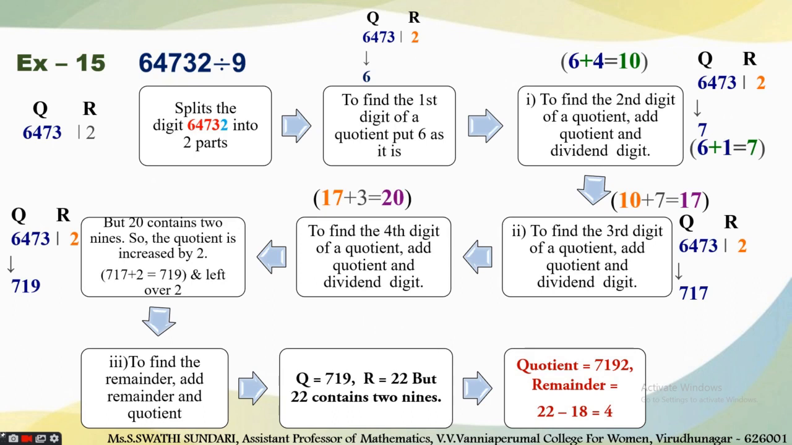And we have to find the remainder. We have to add the 20 plus 2, we get 22. In 22, there are two 9s. So the quotient is again increased by 2. So the quotient is 7192 and the remainder is lesser by 18. So 22 minus 18 equal to 4. Therefore the quotient is 7192 and the remainder is 4.